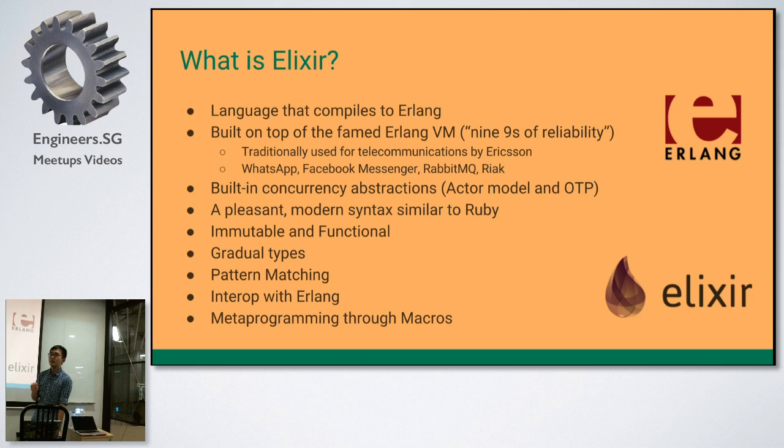So companies that have used Erlang include WhatsApp, again for the main chat, Facebook Messenger, and some open source projects which you may have used before, like RabbitMQ, which is a message broker, and Riak, which is a distributed data store. So the cool thing about Elixir is there are some built-in concurrency abstractions. How many of you have used Scala or Akka, or have heard of Scala or Akka? Right. So Akka is an actor library for Scala. And an actor is a concurrency primitive, which I'll briefly explain in the next slide.